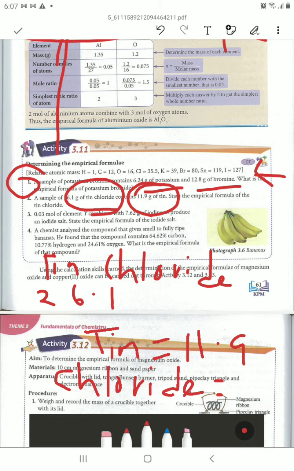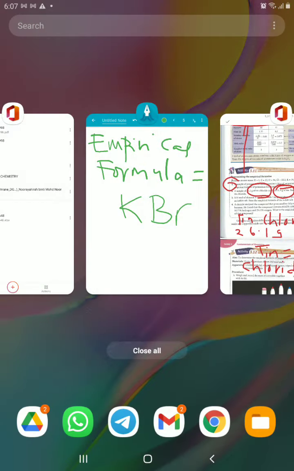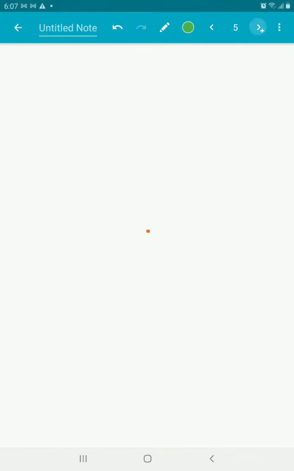I repeat. The mass of tin chloride is 26.1 gram, and the mass of tin given is 11.9 gram. Okay, now what is the mass of the chloride? So mass of chloride equals 26.1 minus 11.9. So you have the mass of chloride here. Okay, so how to interpret the data?